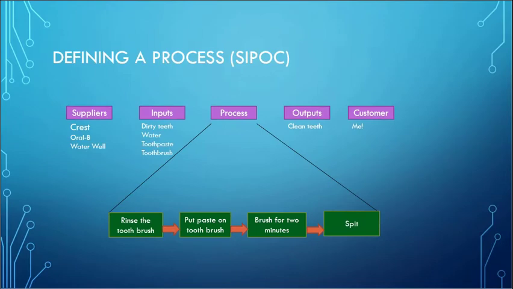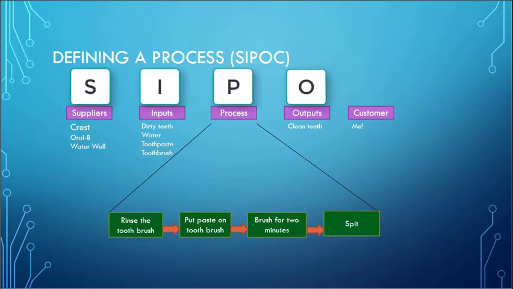One strategy for defining a process is called SIPOC, and that stands for suppliers, inputs, process, outputs, customer. So here I've given an example of the process of brushing my teeth. I have some suppliers: Crest, Oral-B, and my water well. And the inputs to this process are my dirty teeth, the water that I get from the water well, the toothpaste that I get from Crest, and the toothbrush that I get from Oral-B. And then I do a sequence of things to modify those inputs, to transform them in some way. And the result is an output that is my clean teeth, and the customer of that is me.